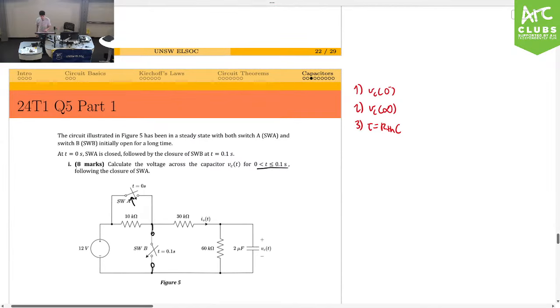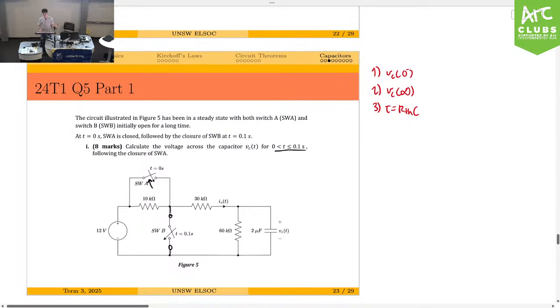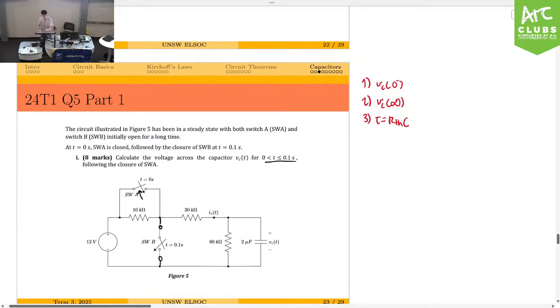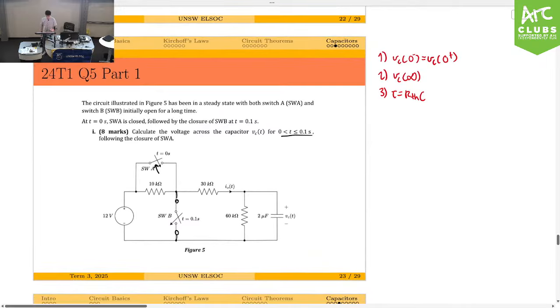All right, so VC of 0 minus means the voltage across the capacitor just before you switch this on, just before you flip the switch. Because capacitors control voltage, they're continuous and differentiable, so you won't get a cusp when you're changing it. It doesn't change immediately, so you can say that this is also equal to just right after, but you don't have to worry about that. Right, so we can find VC of 0 first.